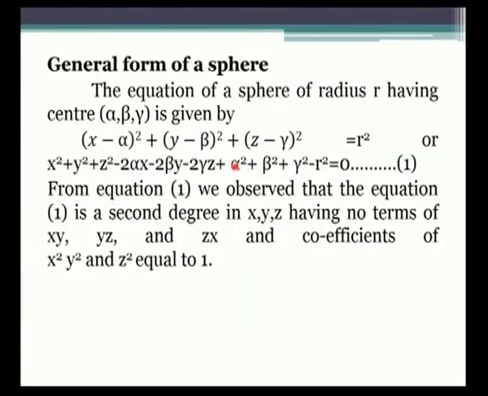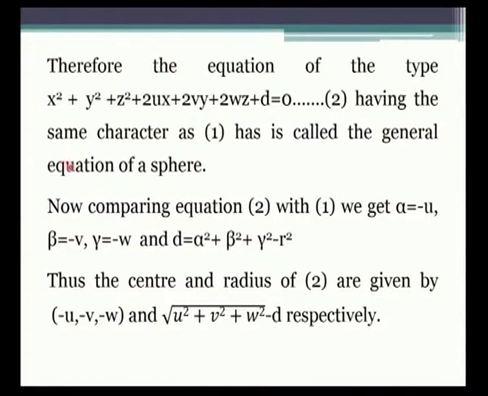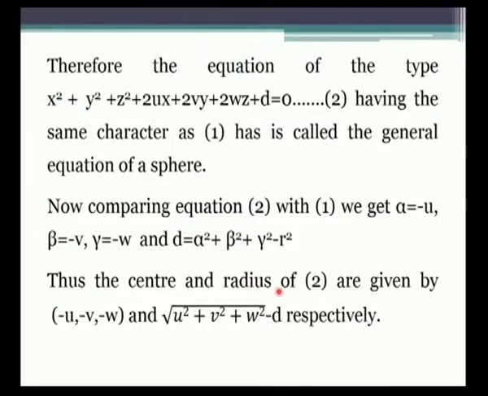And here we got d. There in equation 1 we got alpha square plus beta square plus gamma square minus r square. So, this d is equal to alpha square plus beta square plus gamma square minus r square. So, these are the things we get after comparing equation 2 with equation 1. From this comparison, we get the center and radius of the sphere: the center is given by (minus u, minus v, minus w).